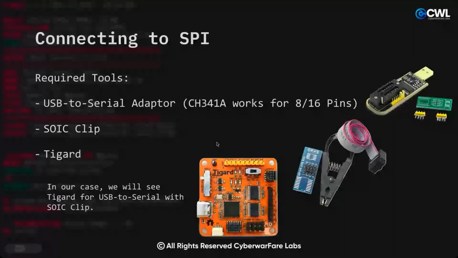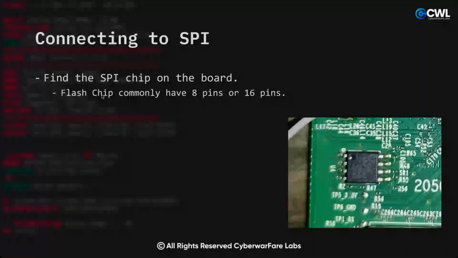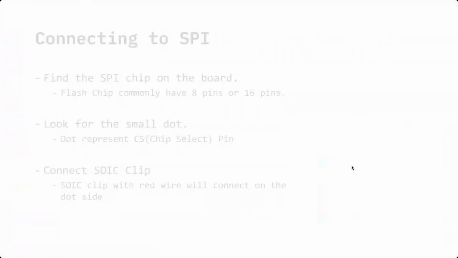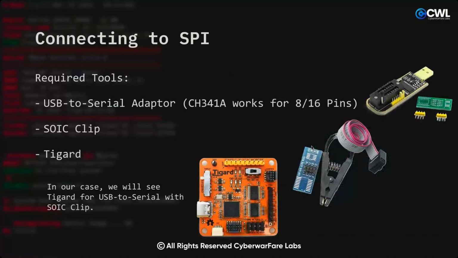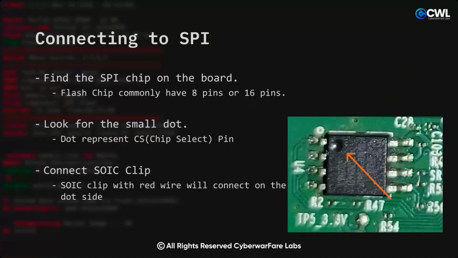Find the SPI. We have to find the SPI on the board. Flash chips normally have 8 or 16 pins, so it can be either 8 pins or 16 pins. We have to look for any type of memory which has 8 or 16 pins and a single dot. Look for the small dot here. As we can see in the image, the dot represents the CS pin, chip select, as we already discussed. The SOIC clip with the red wire will connect on the dot side. So this is pin 1, and this particular clip with the red side will connect on this particular dot.